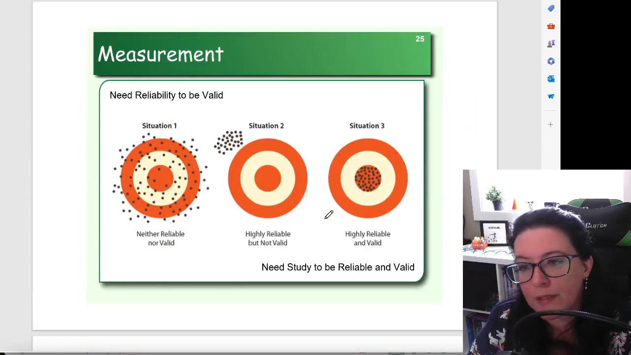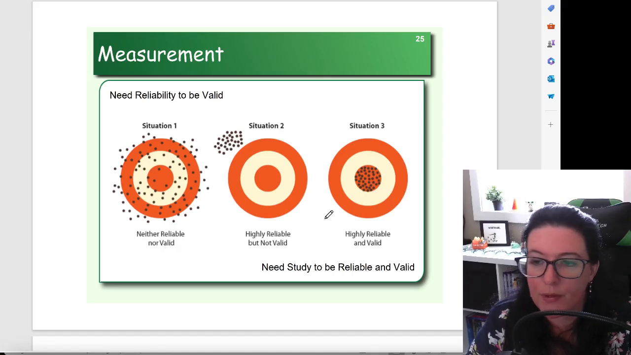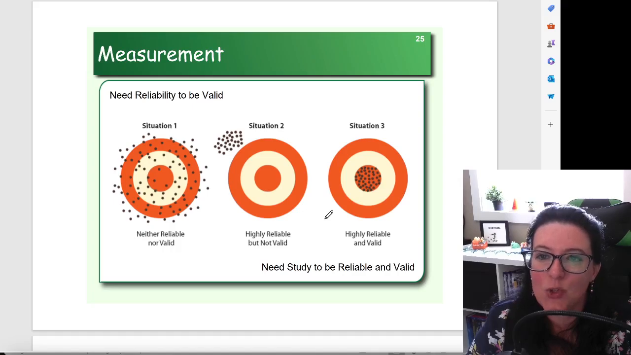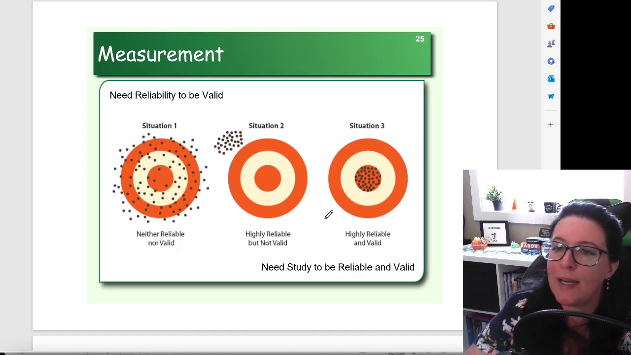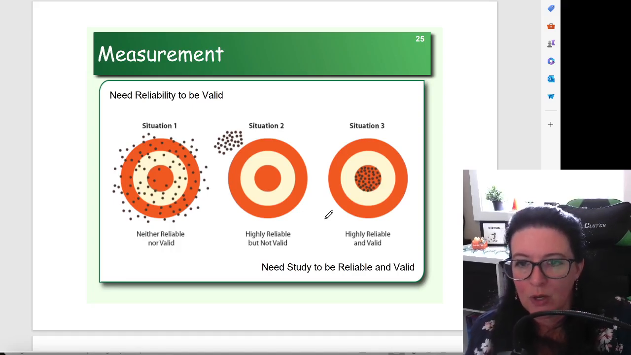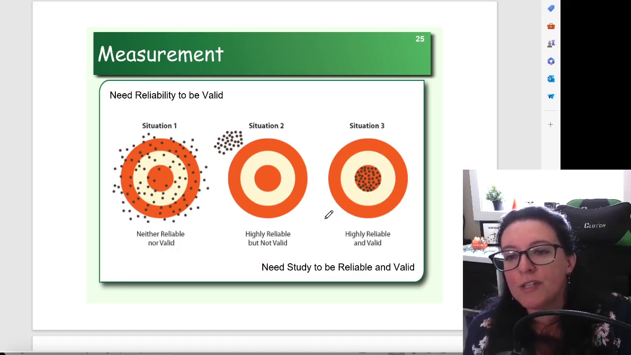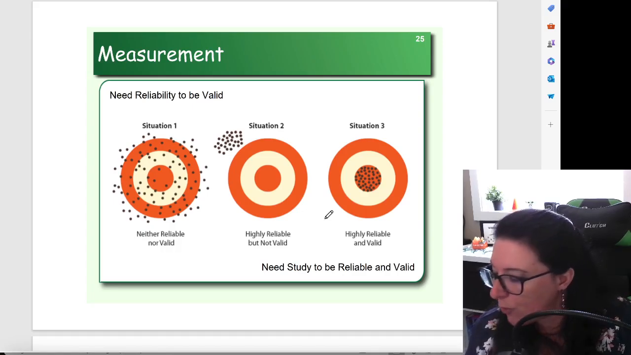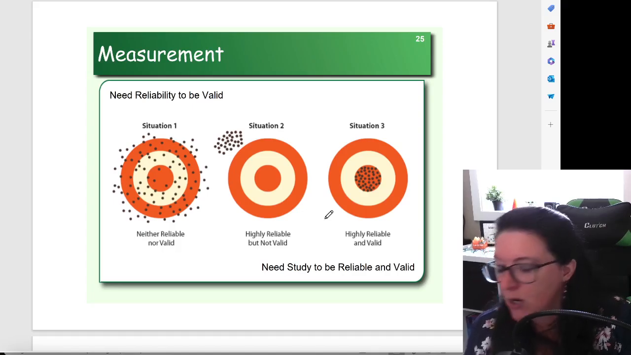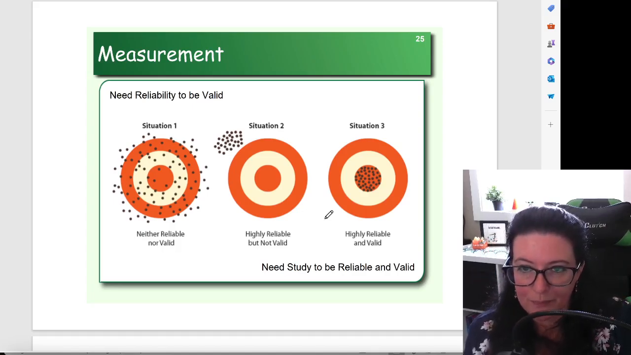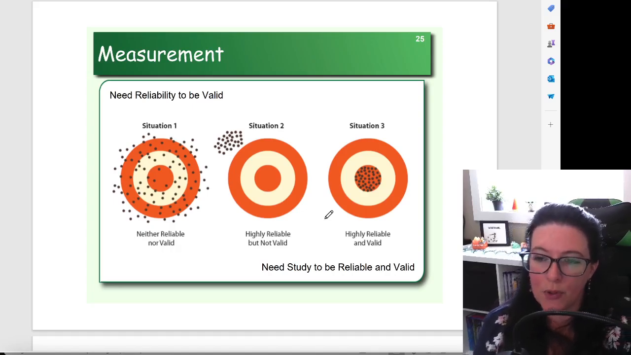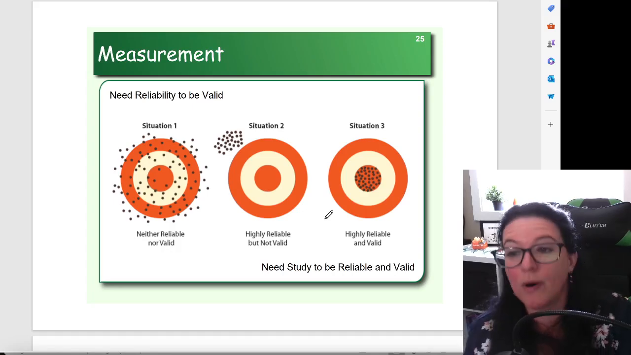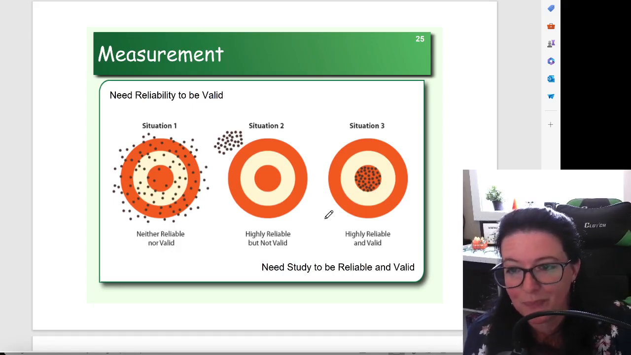Now, when we are building a measurement tool, whether we're building an experiment or whether we're building a survey, we need things to be reliable and we need things to be valid. In order for something to be valid, it must first be reliable. So the image that you see on the left is not reliable or valid. So remember, reliable, if we did this multiple times, we get the same results. Well, we're all over the place on this, okay?